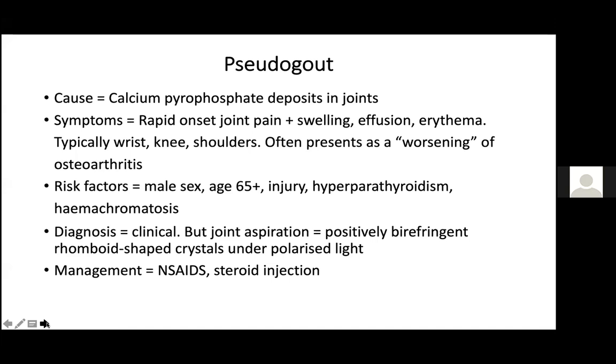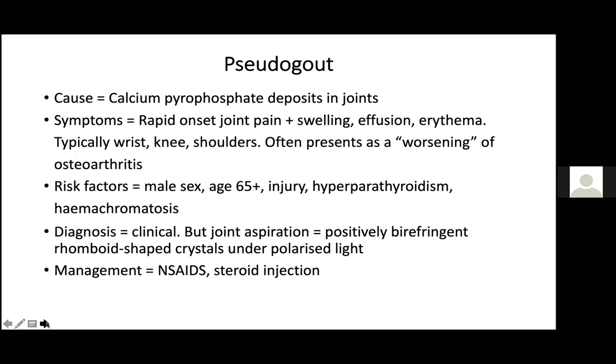Again, diagnosis is clinical, and it is difficult to delineate gout from pseudogout. If you do a joint aspiration, you will see a different picture. You will see positively birefringent rhomboid-shaped crystals. And management is similar to gout. Management is with non-steroidal anti-inflammatory drugs, and in severe cases, a steroid injection.